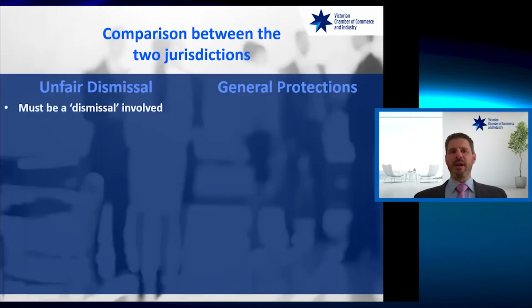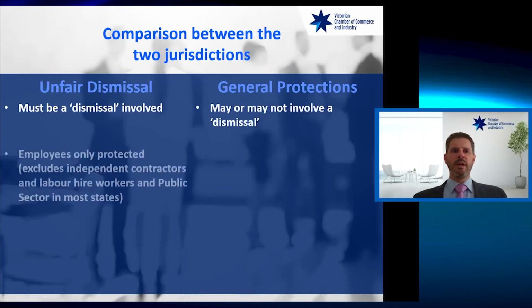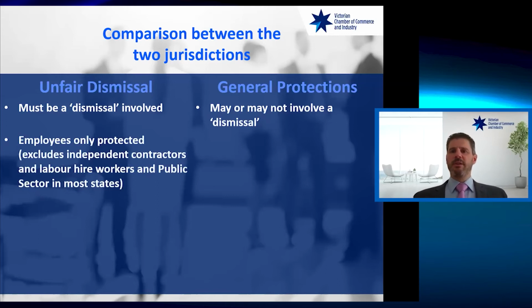So for unfair dismissal, there must be a dismissal involved. General protections may or may not involve a dismissal, but often do. Unfair dismissal, employees only are protected. So this excludes independent contractors, excludes labour hire workers or people who are employed through a recruitment agency. And in most states, the public sector is excluded. In Victoria, though, those powers were referred to the Commonwealth many years ago, so public sector typically is included in Victoria. Under general protections, the protection is extremely broad. So includes public sector, also includes contractors, unions, employers are protected also.